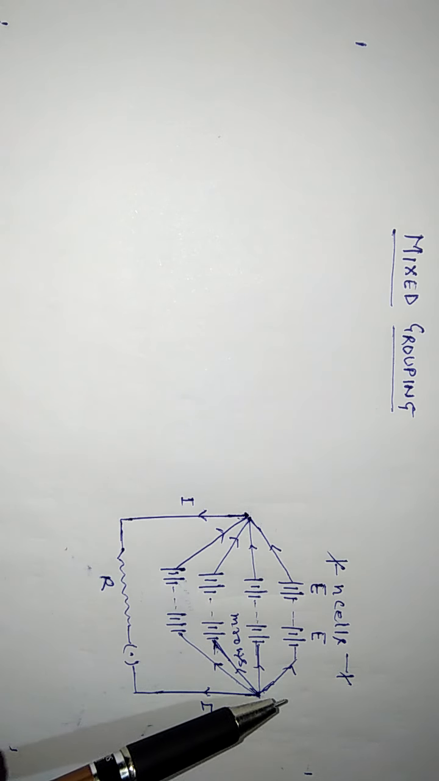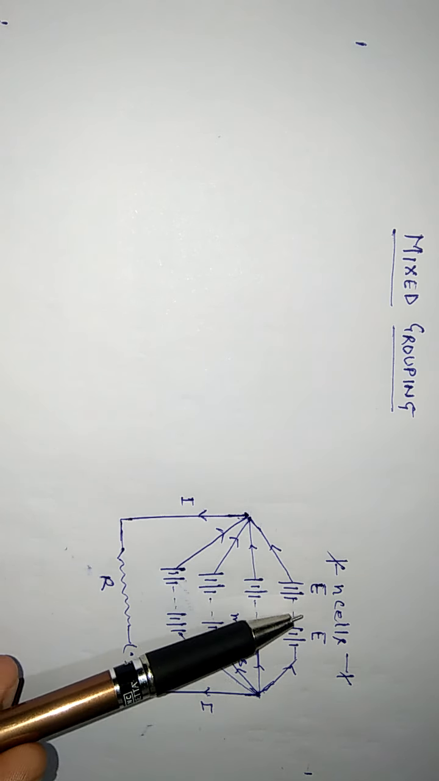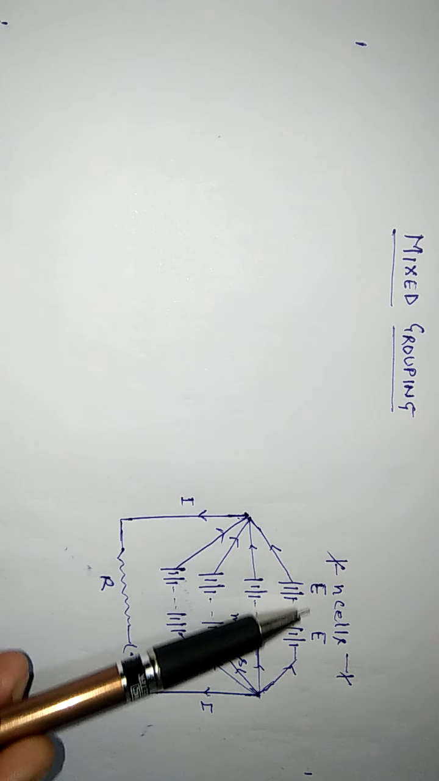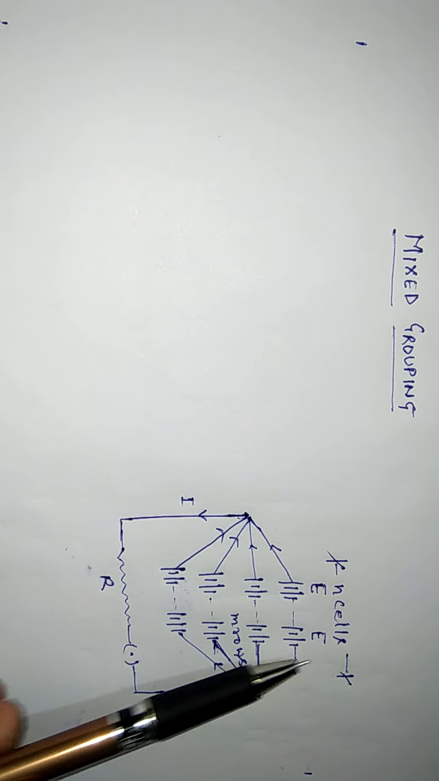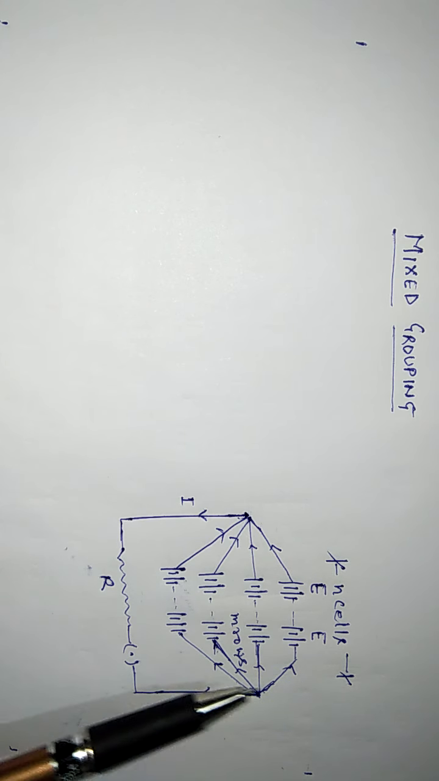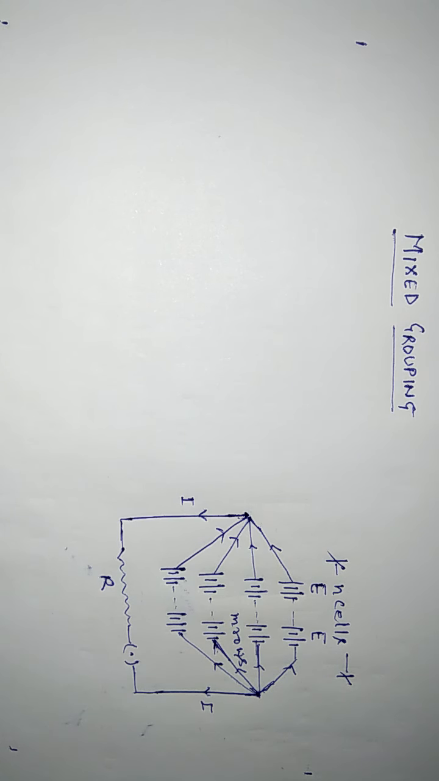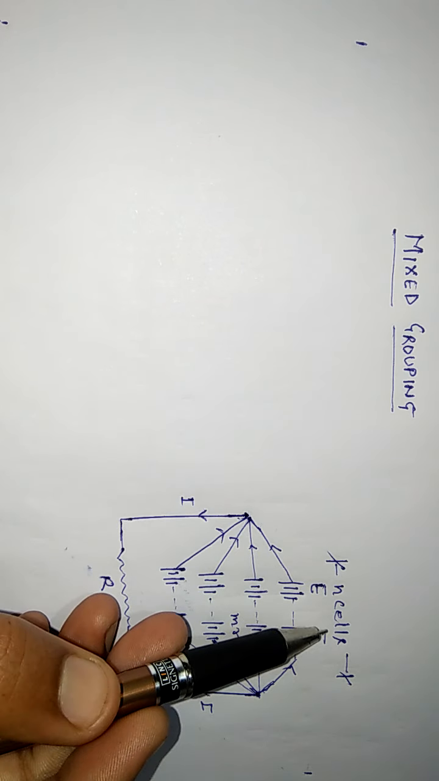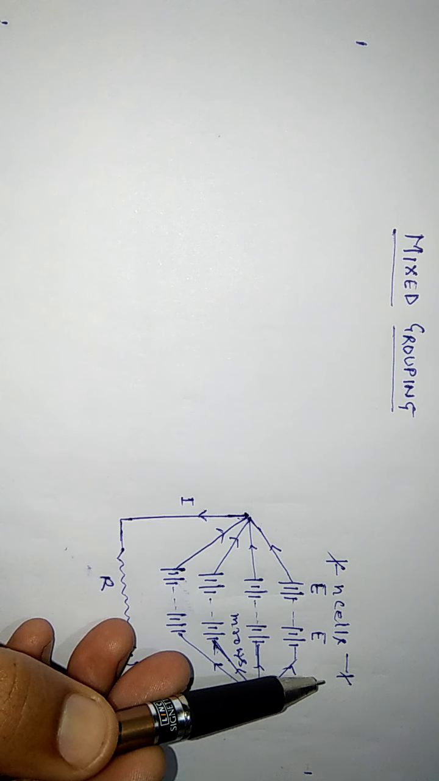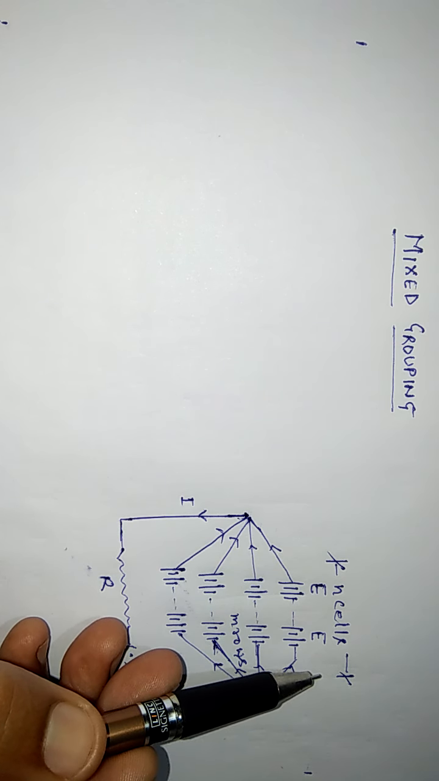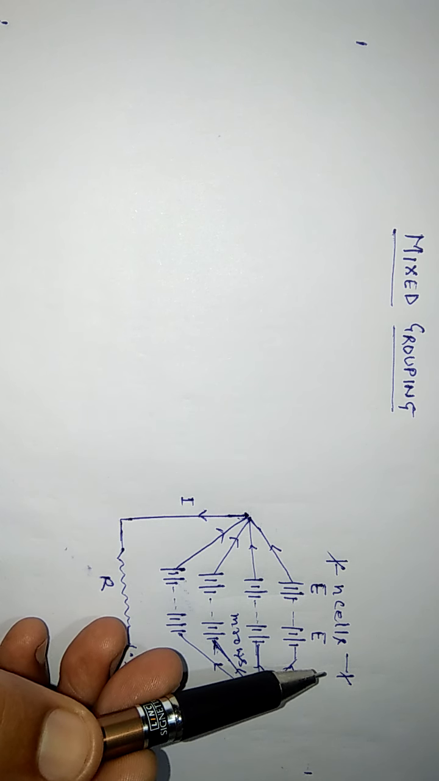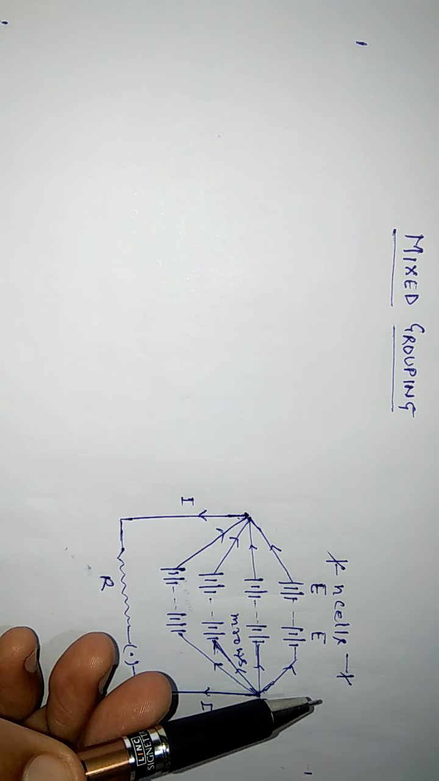I have made a diagram here in which you can see the cells of EMF E are connected in series first. Then these cells are connected in parallel. We are supposing that n cells are connected in series and such m series are connected in parallel.